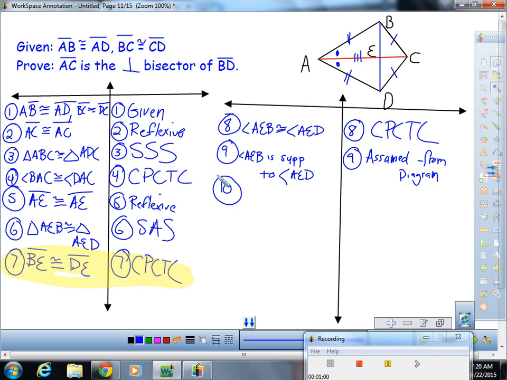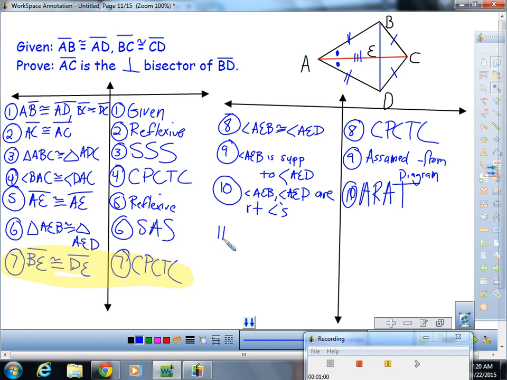That's right. Angle AEB and angle AED are right angles. That's right. A right angle theorem. I don't like that at all, but that's what they call it, so we call it ARAT. Okay?